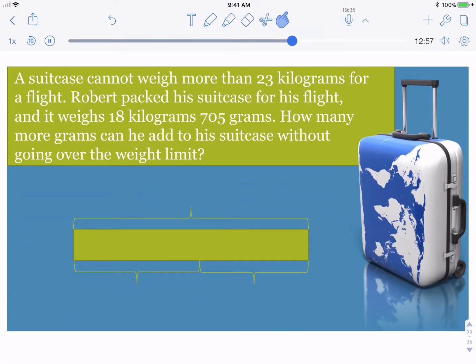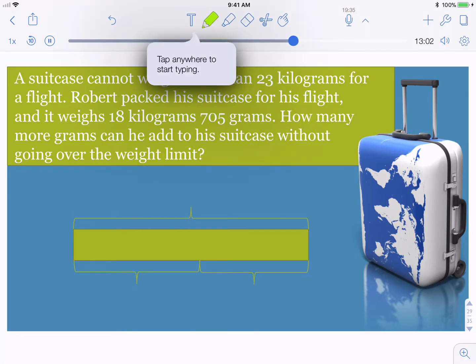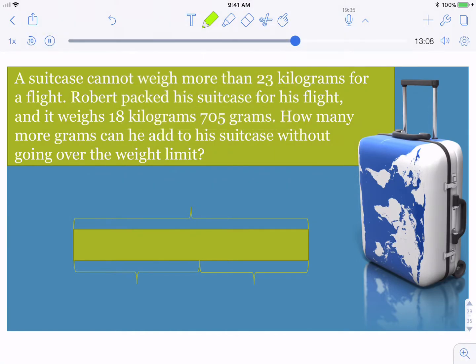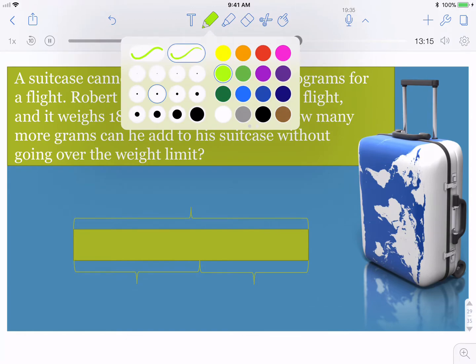Okay, here's a word problem. A suitcase cannot weigh more than 23 kilograms for a flight. Robert packed his suitcase for his flight and it weighs 18 kilograms, 705 grams. How many more grams can he add to his suitcase without going over the weight limit?